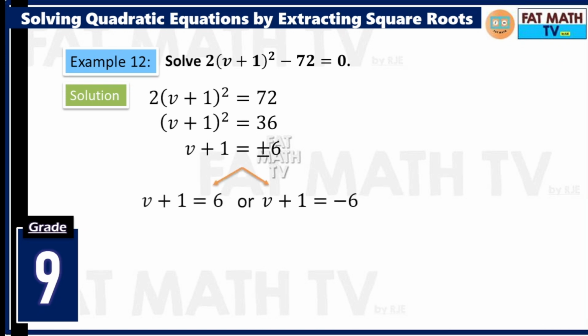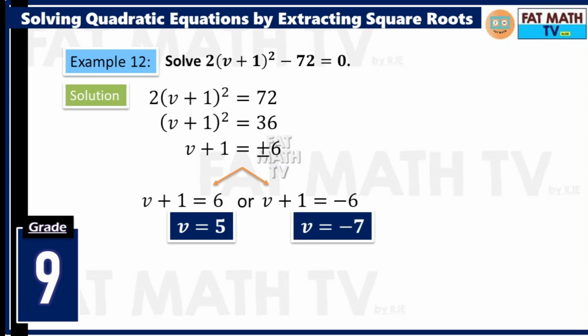And then, you will have v plus 1 equals 6 or v plus 1 equals negative 6. So add negative 1 to both sides of the equation. 6 plus negative 1 is 5. And negative 6 plus negative 1 is negative 7. If you replace these two values of v in the original equation, you will get 0 equals 0. Okay, so that's it for our examples.